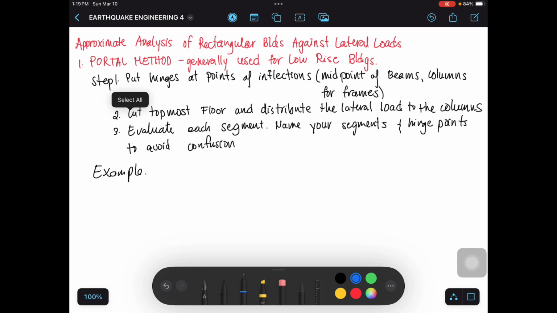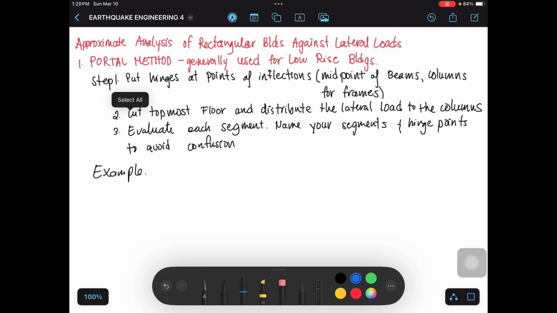So, we have two methods under this approximate analysis. First is portal method and then yung cantilever method. So, for portal method, this is generally used for low-rise building. So step 1, we put hinges at points of inflections.